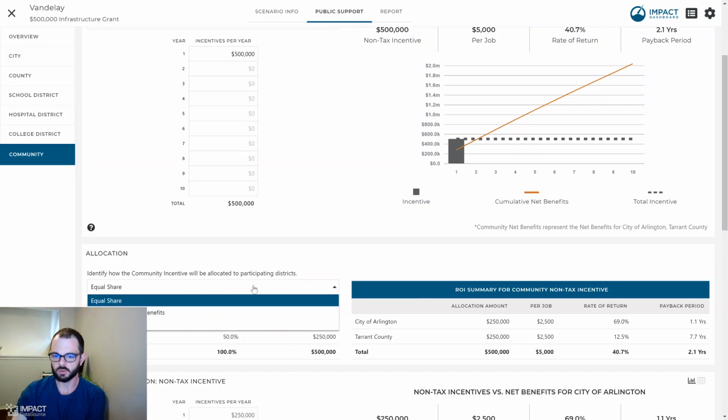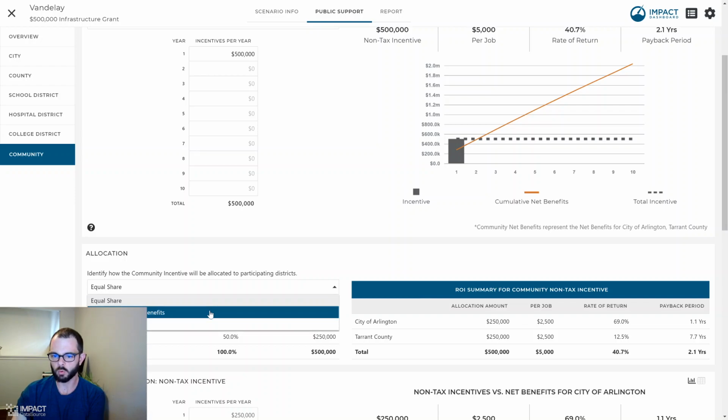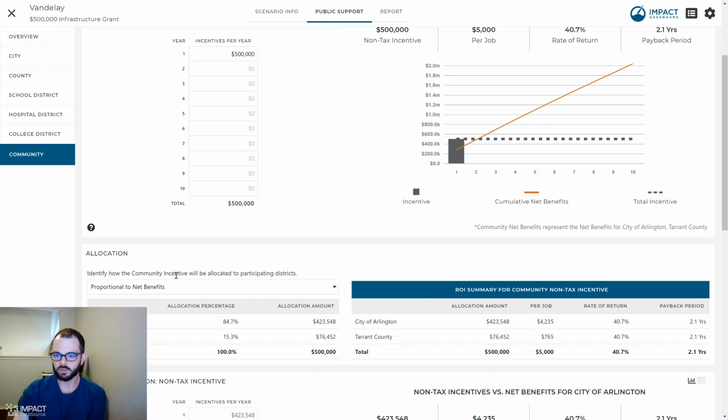Now, you could split this differently. So if we wanted to change this amount, we certainly could. If we wanted to do proportional to their net benefits, basically what we would be doing is splitting the $500,000, allocating it proportional to the net benefits. That's going to equalize the rate of return. And if we do that, we can see everybody gets a 40.7% rate of return. And in this case, we actually equalize our payback period as well.